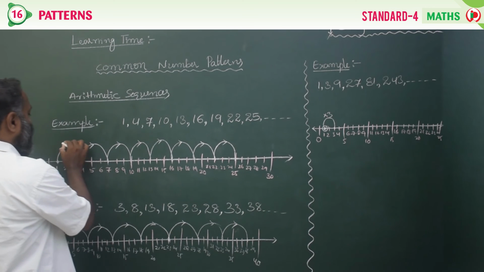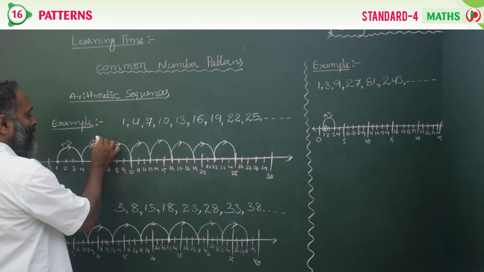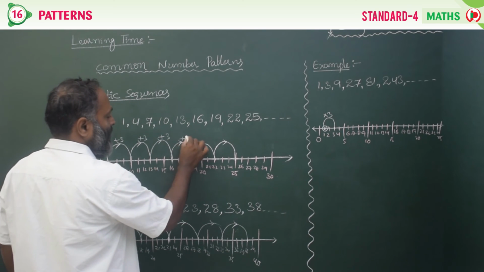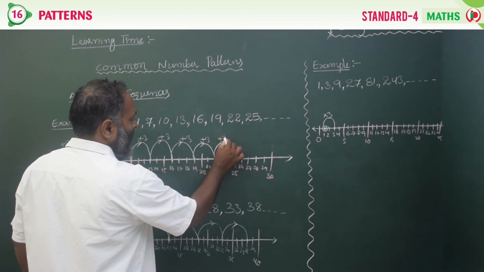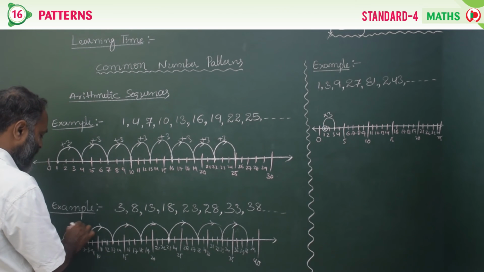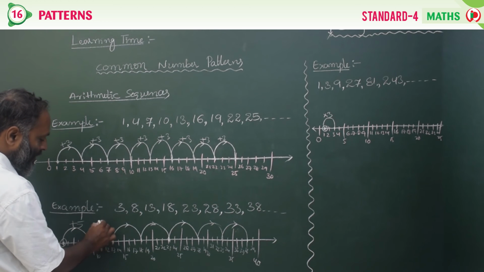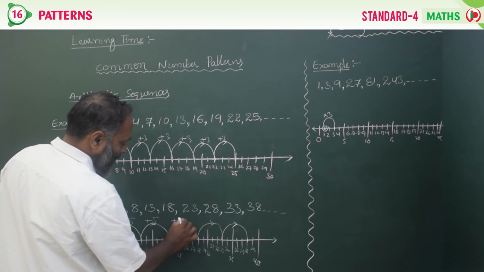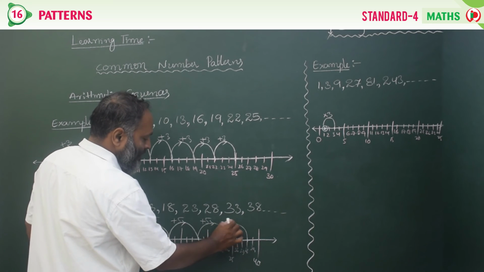In the first one, if you add plus 3, plus 3, plus 3 each time, then you are getting the next term. In the second example, if you are adding plus 5, plus 5, plus 5, then you are getting the next consecutive term.